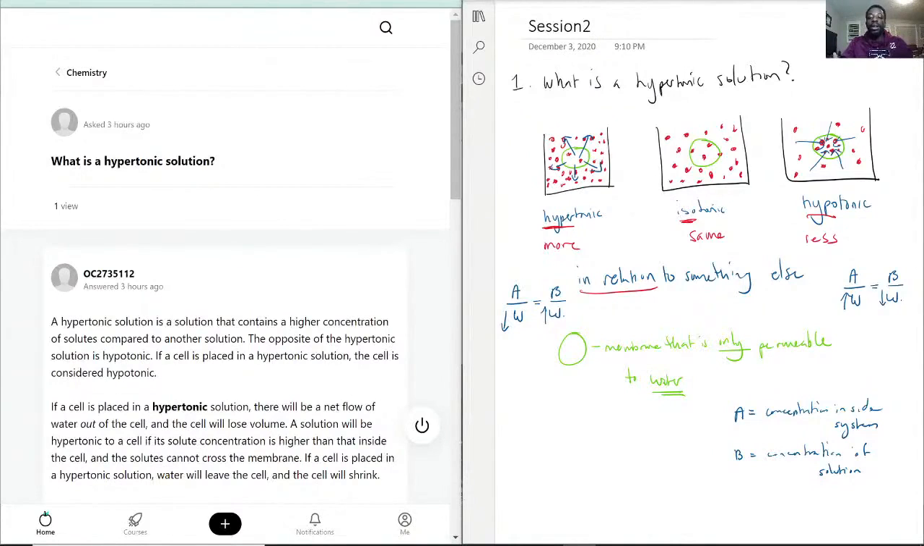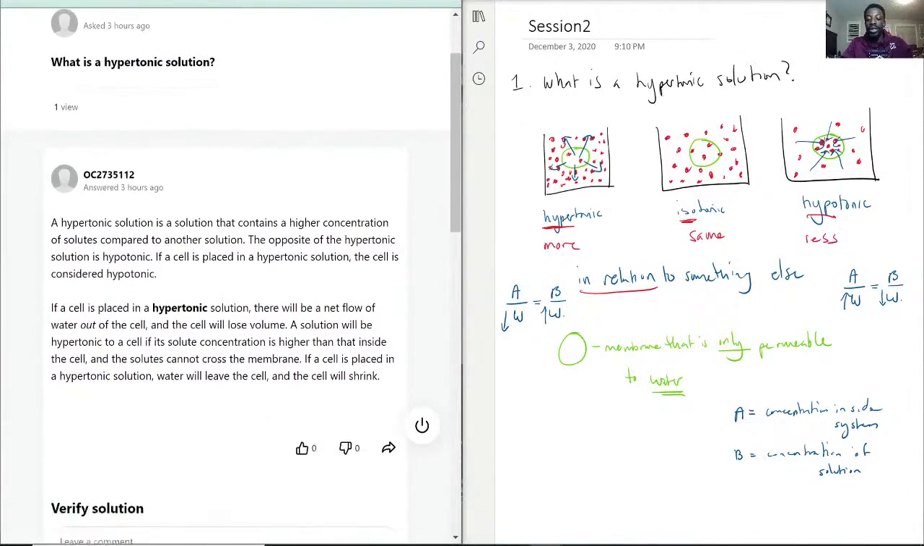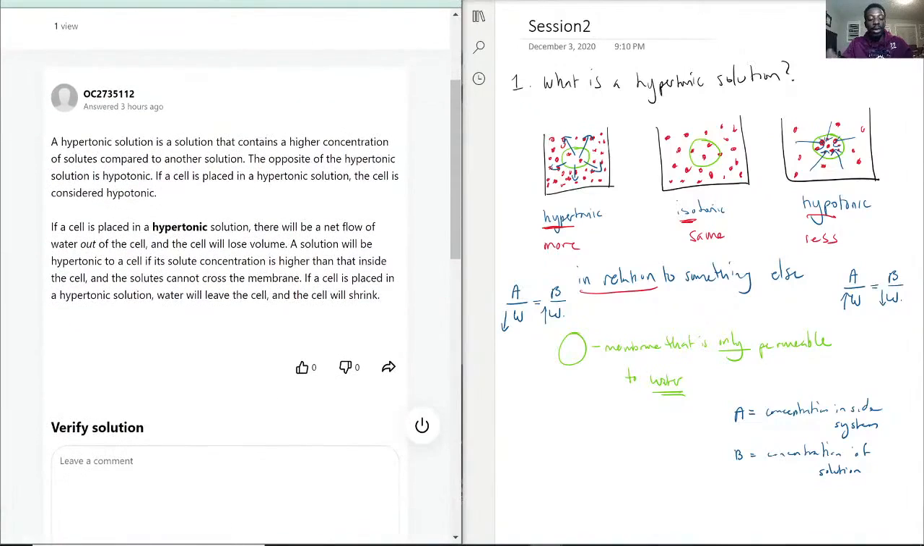I know the question was only asking about the hypertonic solution, but in order to really understand all different types of tonicity, you need to go through all of them, because all of these are in relation to something else. What I did here is system versus surrounding, solution being the surrounding and system being the inside of it. And so that is what we get here. So let's see how we did. Hypertonic solution is a solution that contains a higher concentration of solids compared to another solution, so that is correct. So that's why I compared it, where I put something in there.